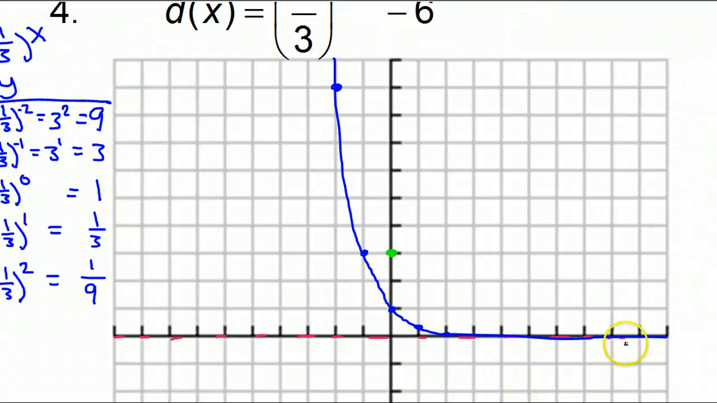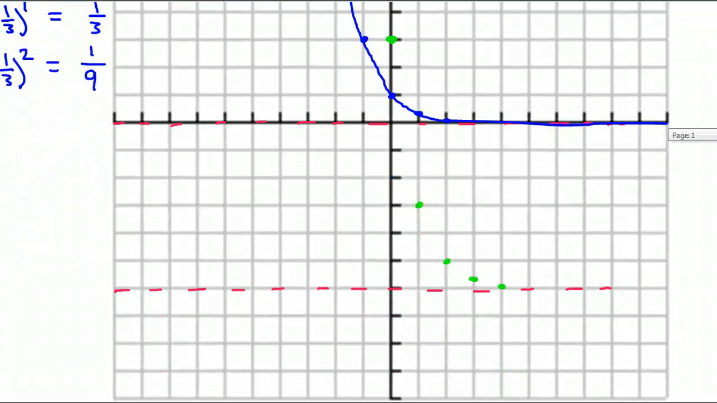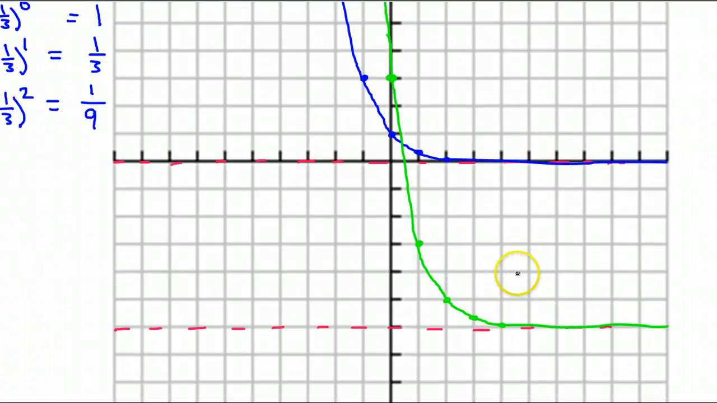So there's your parent function. Please understand that even though it looks like I'm touching the asymptote, in our minds we know we're at 1/9, 1/27. It's not actually touching. But now let me go ahead and just draw the actual function in green. All right, and there it is. So this is still decreasing.